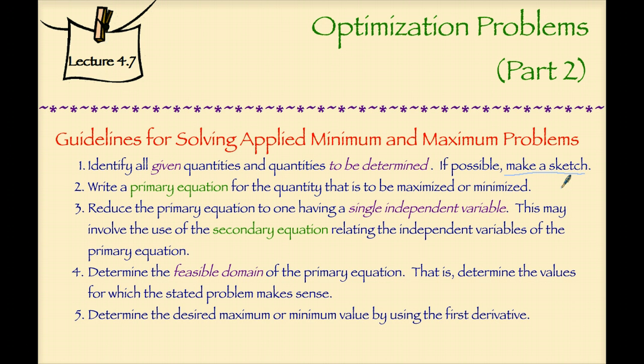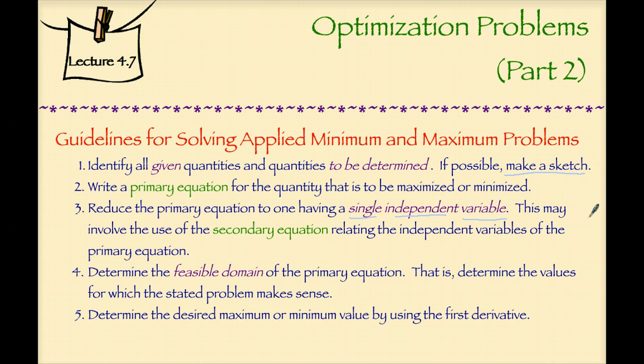Write a primary equation for the quantity that is to be maximized or minimized. Then reduce the primary equation to one having a single independent variable. Remember, you're usually using an equation that is some standard geometric equation for area or perimeter or volume, and most of the times those formulas have more than one variable. There's more than one dimension involved. There might be length and width or radius and height.